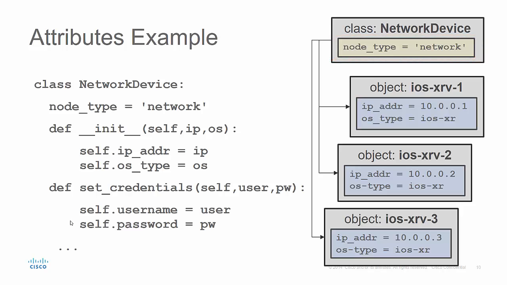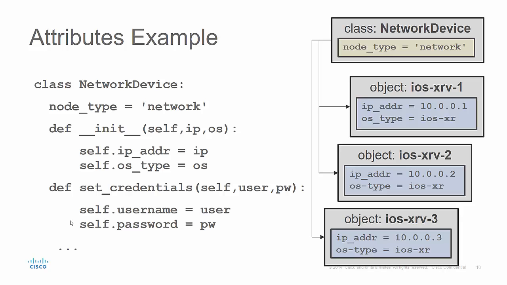For every individual object instance, it has its own data. So in the example, iOS XRV1 has its own attributes for IP address and OS type, as does iOS XRV2 and iOS XRV3. How might this look in the actual code?